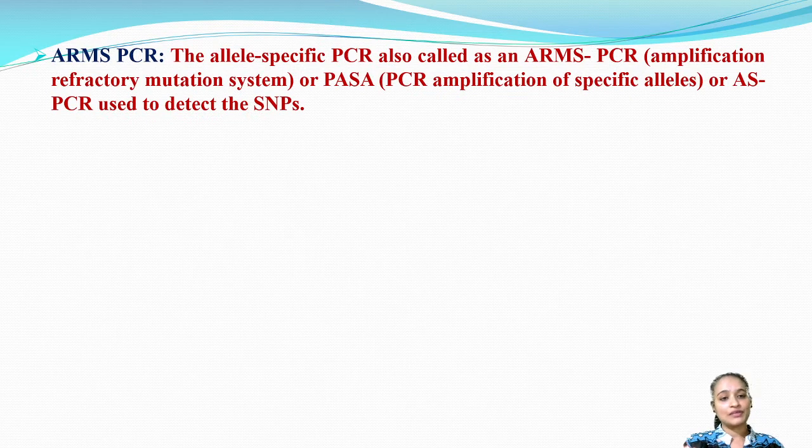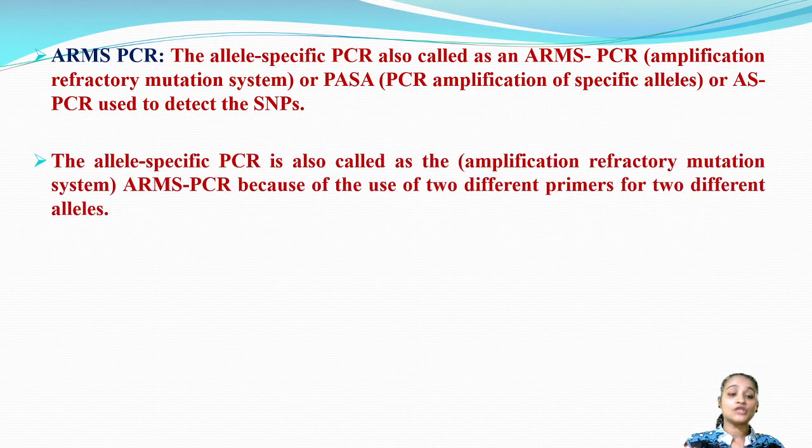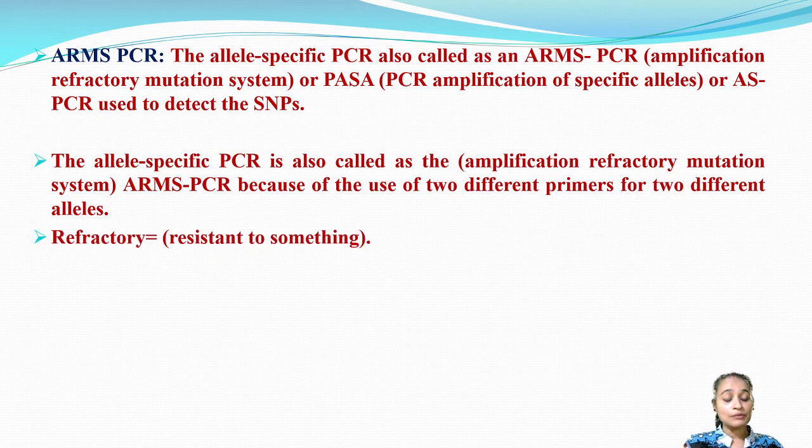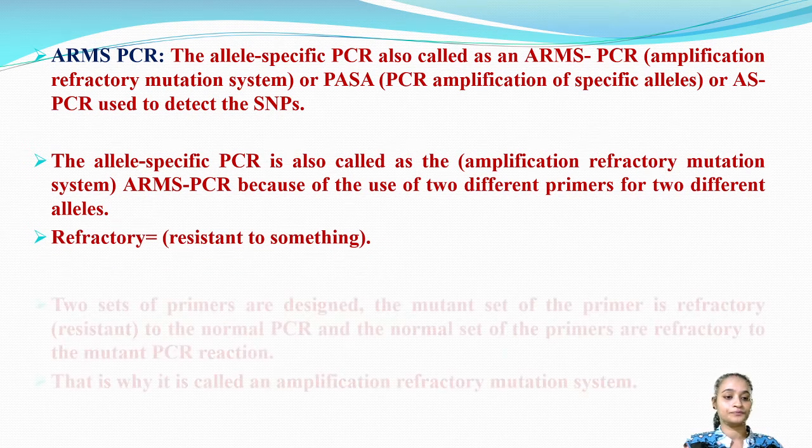So what is ARMS PCR? The allele-specific PCR, which is also called ARMS PCR, that is Amplification Refractory Mutation System, or PCR Amplification of Specific Allele, or ASPCR, is used to detect single nucleotide polymorphisms. So the allele-specific PCR is also called Amplification Refractory Mutation System because it uses two different primers for two different alleles. Refractory means it is resistant to something.